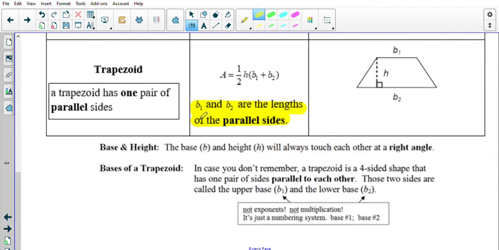So again, down at the bottom, these two things that I'm going to put green dots next to, I've already stressed, but I think they're really important for us. The base and height of any figure will always touch each other or intersect at a right angle.